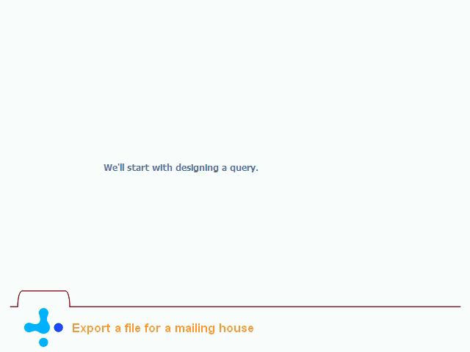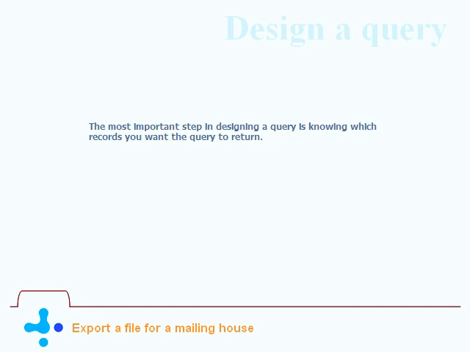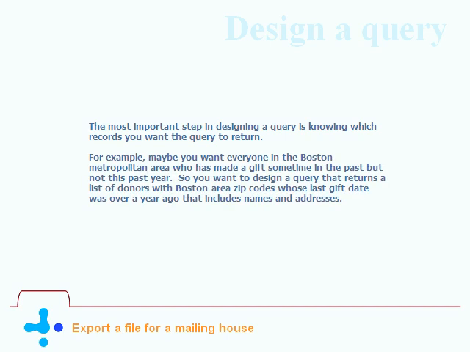We'll start with designing a query. The most important step in designing a query is knowing which records you want the query to return. For example, maybe you want everyone in the Boston metropolitan area who has made a gift sometime in the past, but not this past year. So you want to design a query that returns a list of donors with Boston area zip codes whose last gift date was over a year ago. That includes names and addresses.